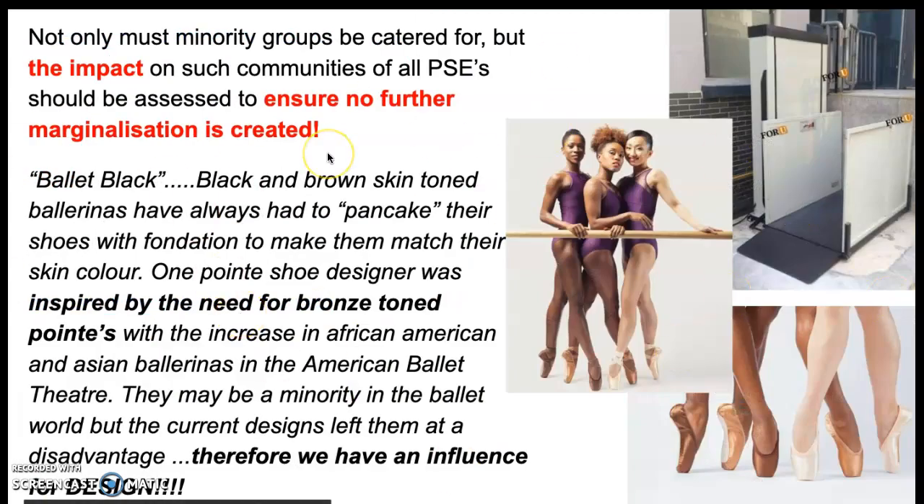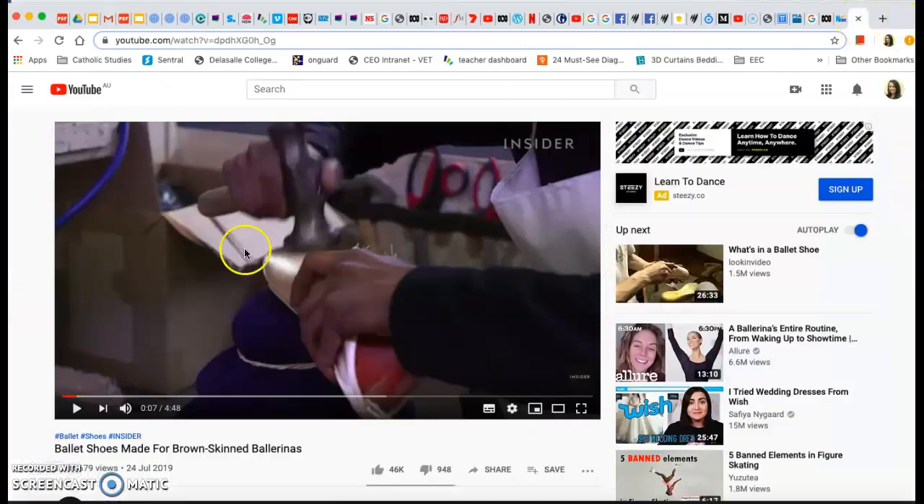Here's an example. Ballet Black is a really great egalitarianism example. It is a new company. So Ballet Black, why don't we just have a quick look? Actually, I want to show you.